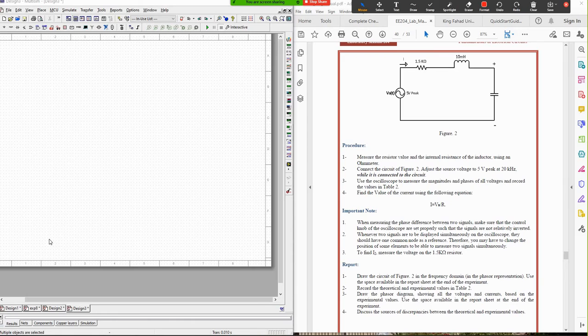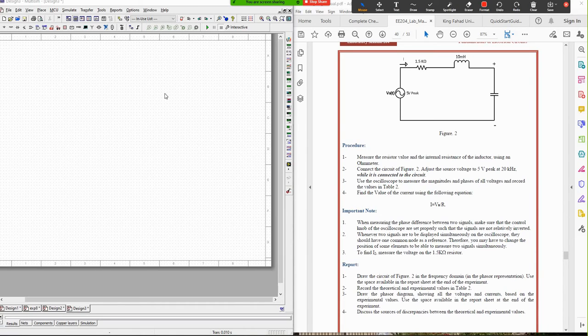I am here to present how to simulate experiment 8. Here is the procedure that we will use for this experiment. So let's start. This is the workspace of the Multisim.